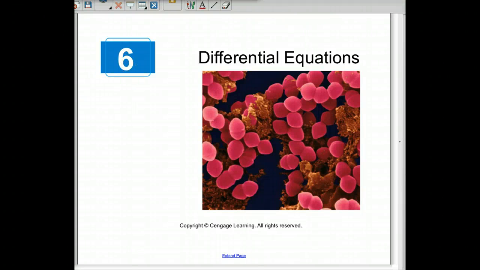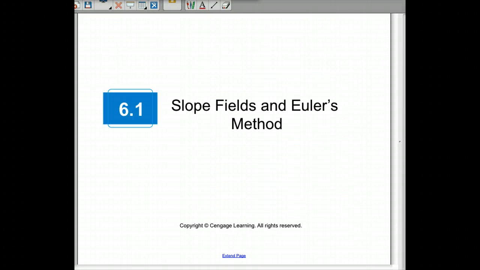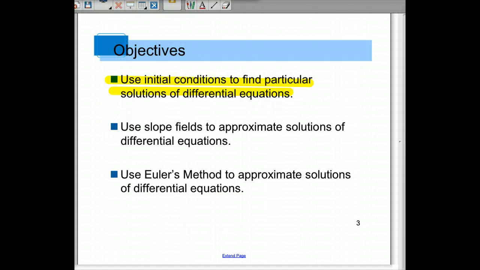Starting Chapter 6, which is called Differential Equations. In Section 6.1, it's called Slope Fields and Euler's Method. But the first thing we're going to do in Section 6.1 is use initial conditions to find particular solutions of differential equations. We're going to do the slope fields later, and maybe not even do Euler's method.